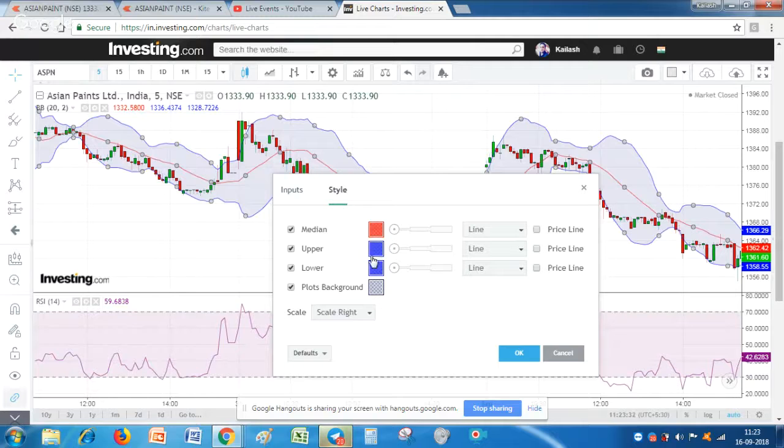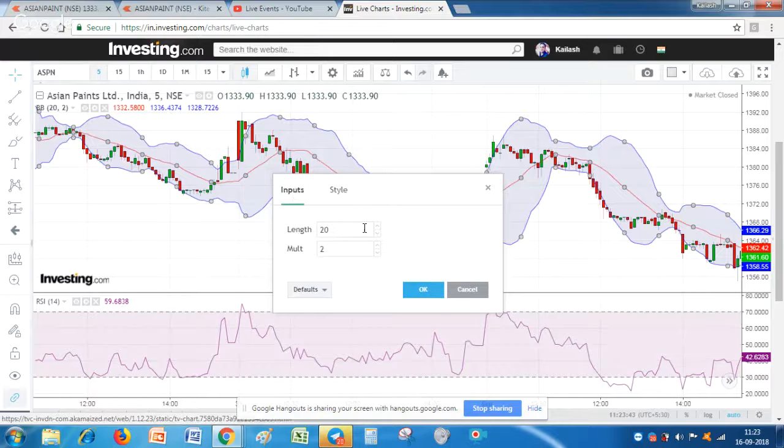The upper and lower bands are shown in blue color, friends. We can change their colors also, but no need to change. So I have shown you what all setups are there in this indicator. There are only three things: one is the median line, that is a 20 period simple moving average, and there is an upper band and a lower band. So this is all about this indicator.